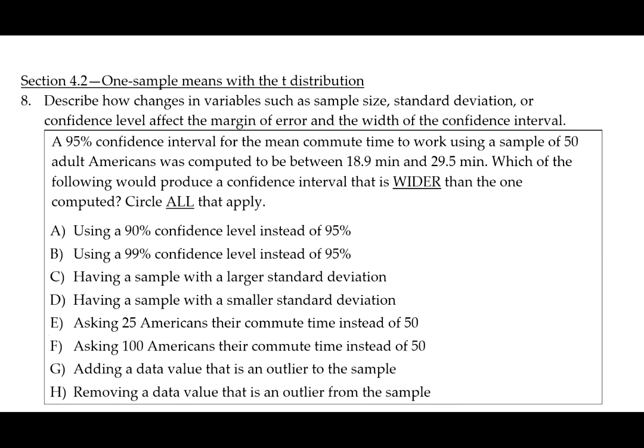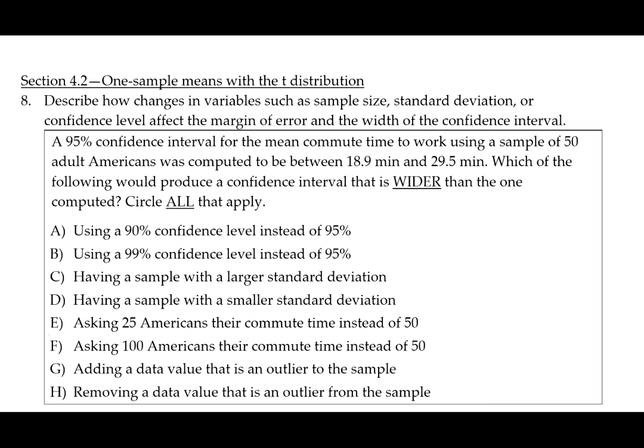Eighth learning objective in section 4.2 is to describe how changes in variables such as sample size, standard deviation, or confidence level affect the margin of error and the width of the confidence interval. We will normally compute confidence intervals using GeoGebra, but to answer this question, it's helpful to look at the formula for computing a confidence interval.